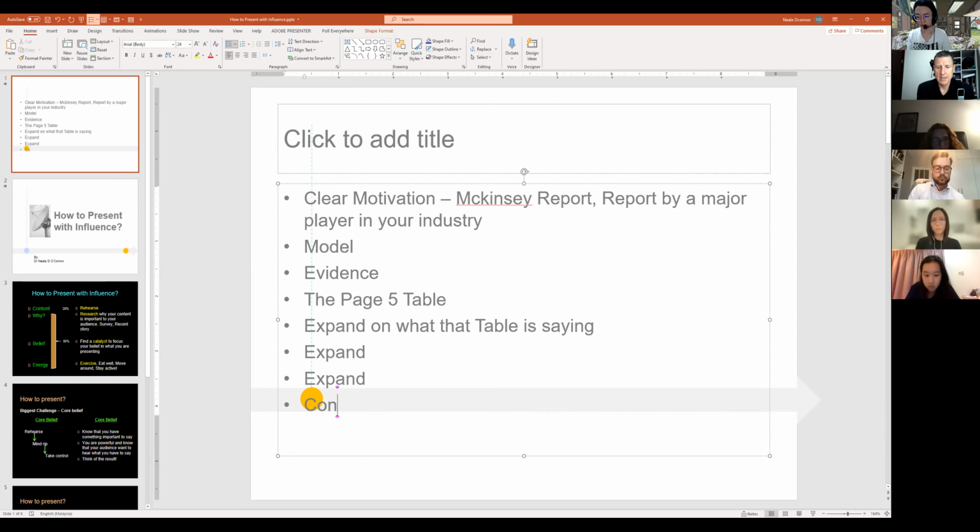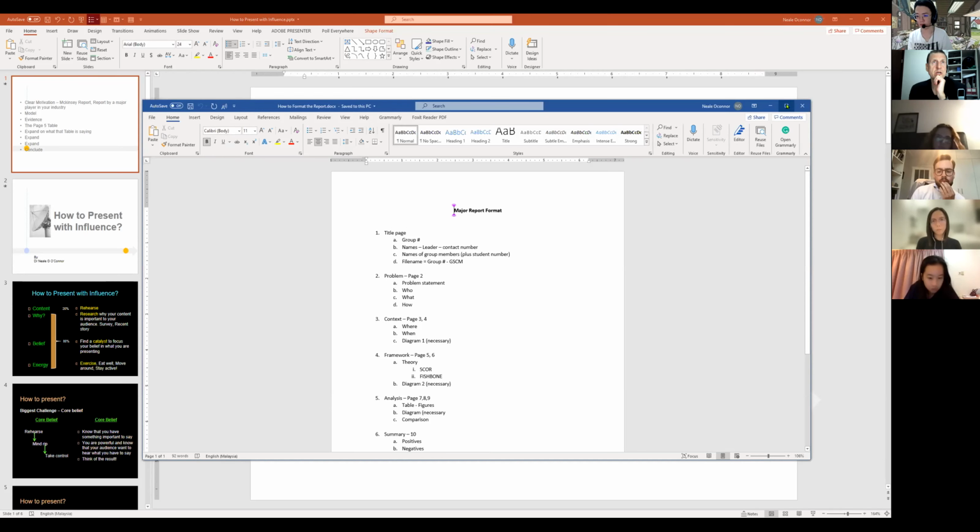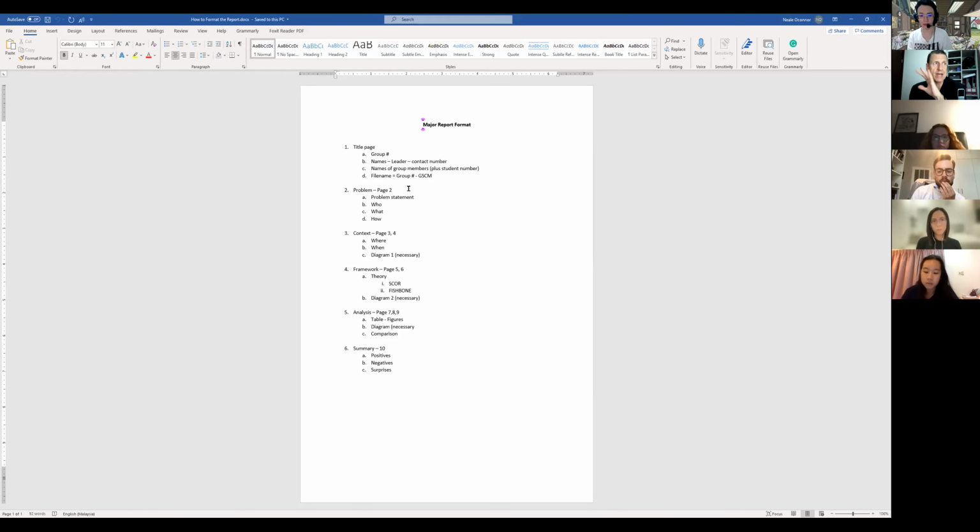All right. Many of you know that, and I've already outlined that, you should be following this format, which I've already provided you: title page, problem, context, framework, analysis, summary. What I'm saying is that this framework, this table that summarizes what you're doing, is the core of your project.